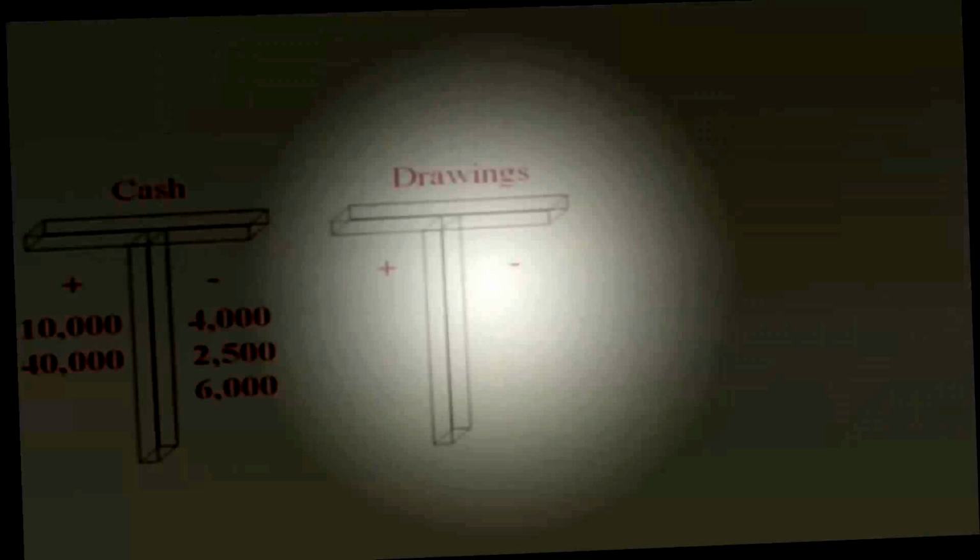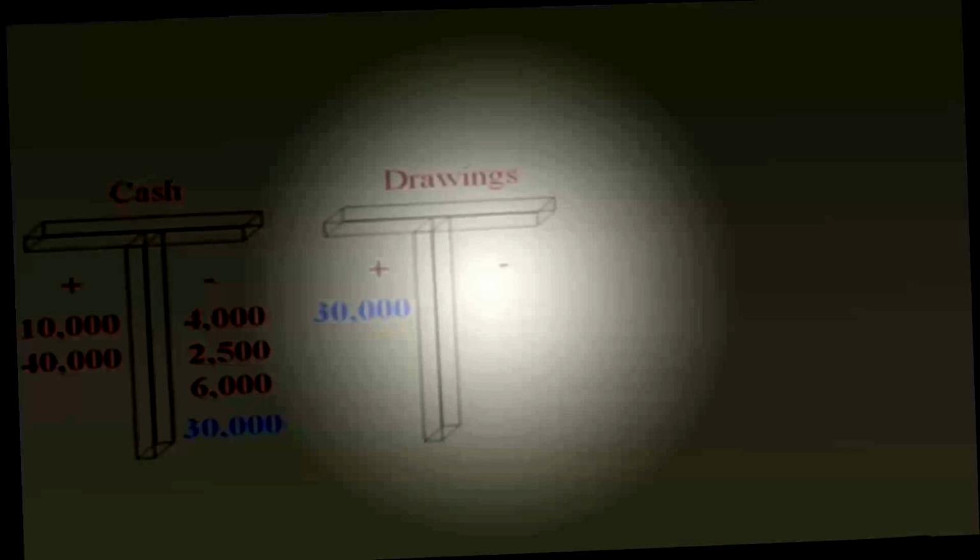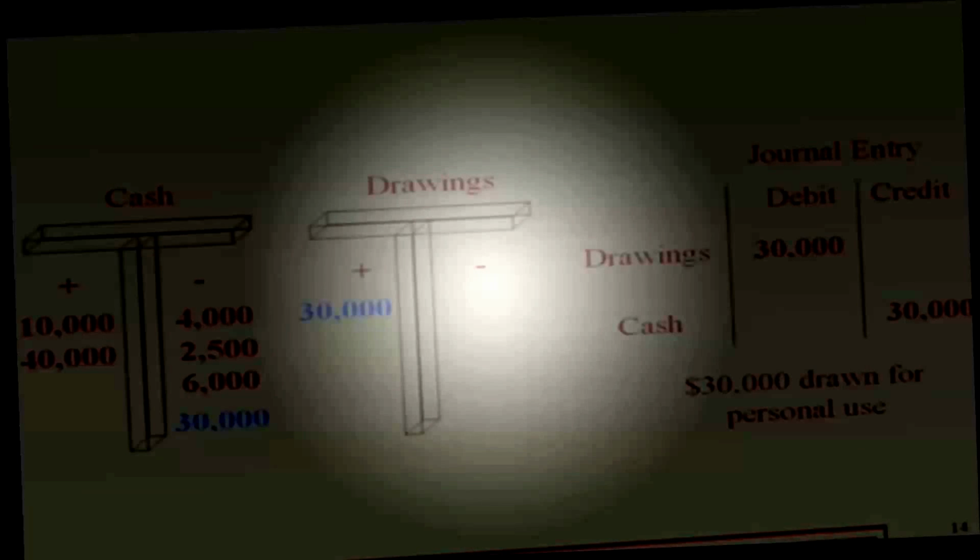If you look at cash, I brought the transactions from previously, it's brought forward. Now cash goes down $30,000 and drawings, I told you, is plus minus. Drawings increase $30,000. So cash minus 30, drawings plus 30. And what's the journal entry? It looks like this. Have you got it? If so, let's go to the next one.